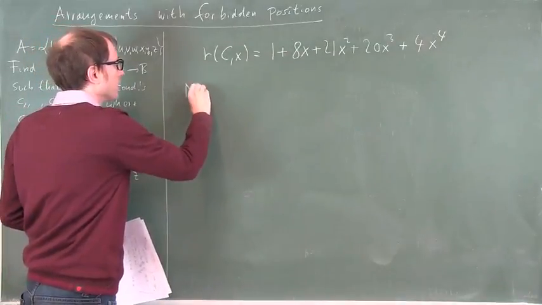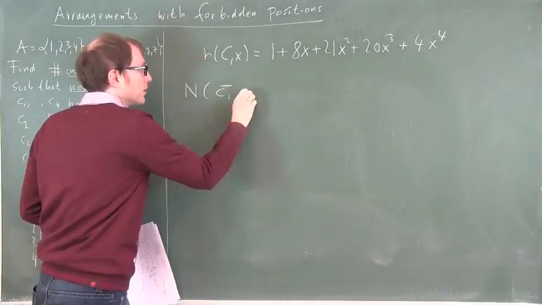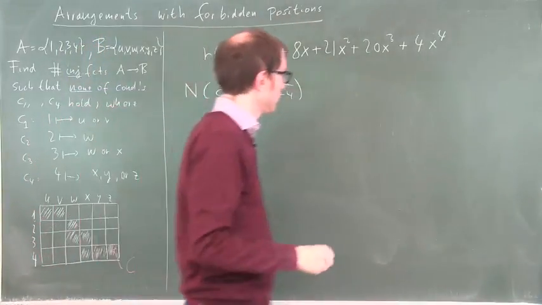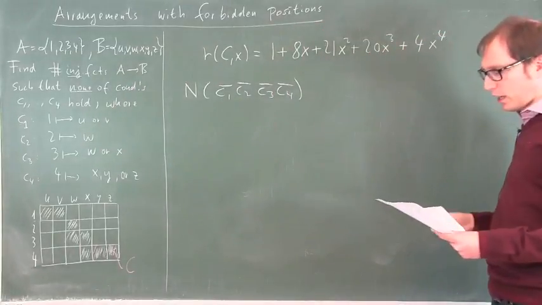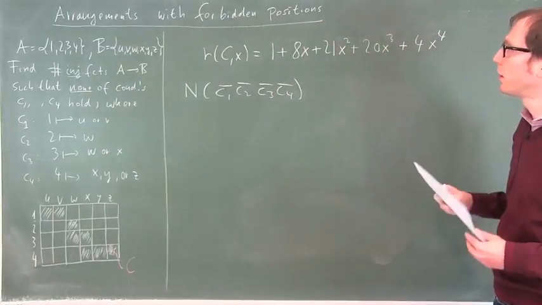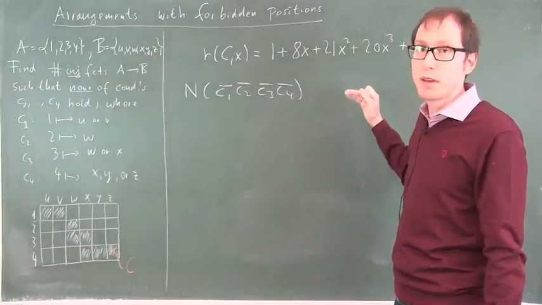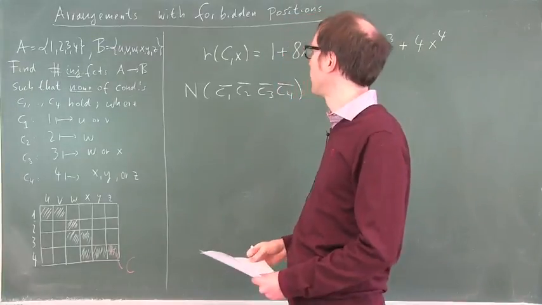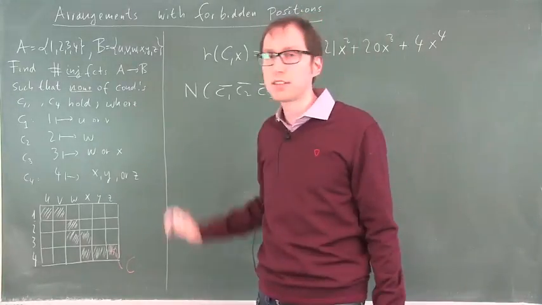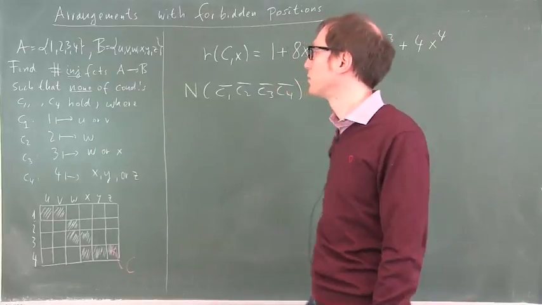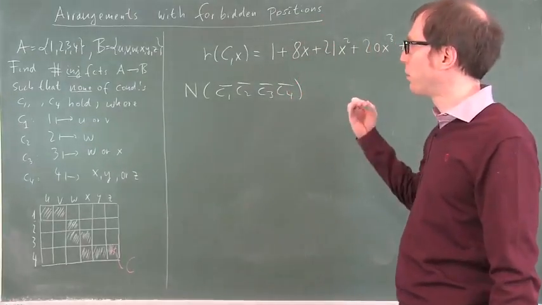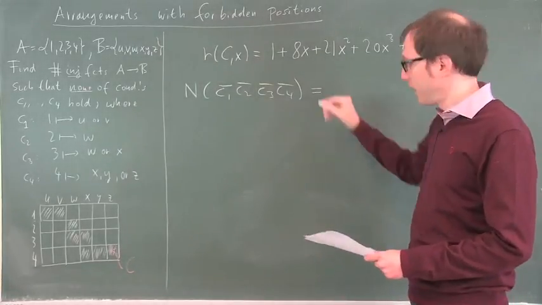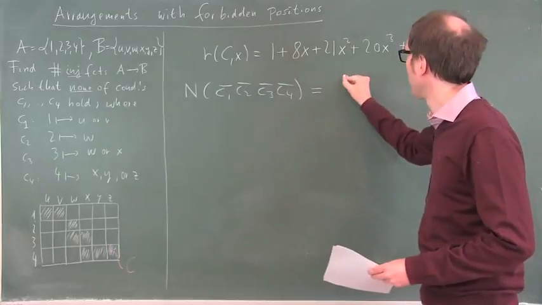So I claim that the answer in this case is the number of functions satisfying none of C1, C2, C3, C4. I don't think this should be unclear. What is the big S? This is the set of all the injective functions. And C1 is just this condition, C2, C3, and C4. So we're counting all the elements in our big set S, the set of injective functions, that do not satisfy any of these conditions. And now we can use inclusion-exclusion. Let's write it in this form.